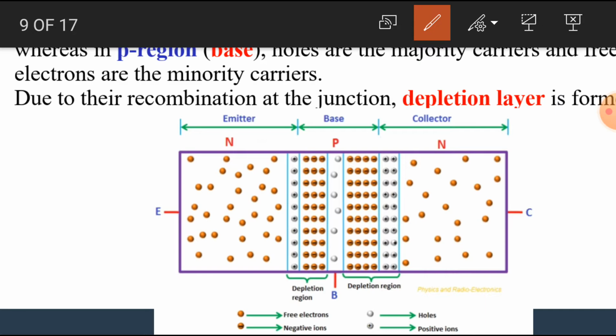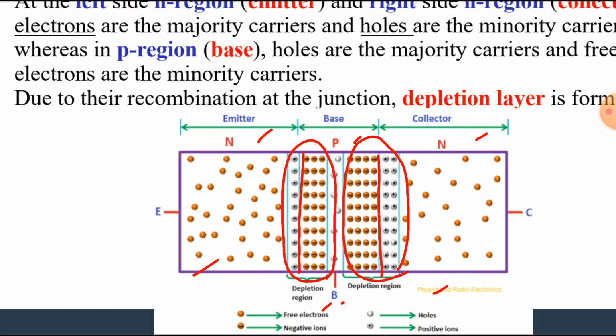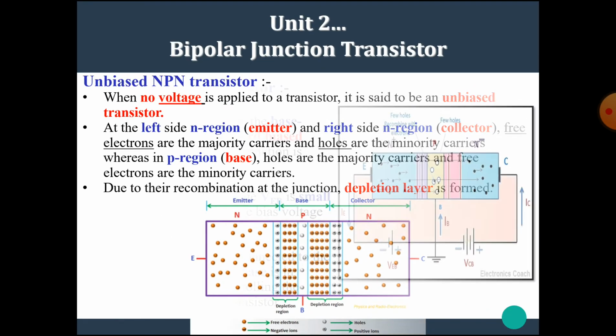Okay, let's see once again the NPN transistor. There are two PN junctions. This is the first PN junction and this is the second PN junction. Okay, this is the depletion area across emitter and base, and this is the depletion layer across the base and collector. I hope you all understand.